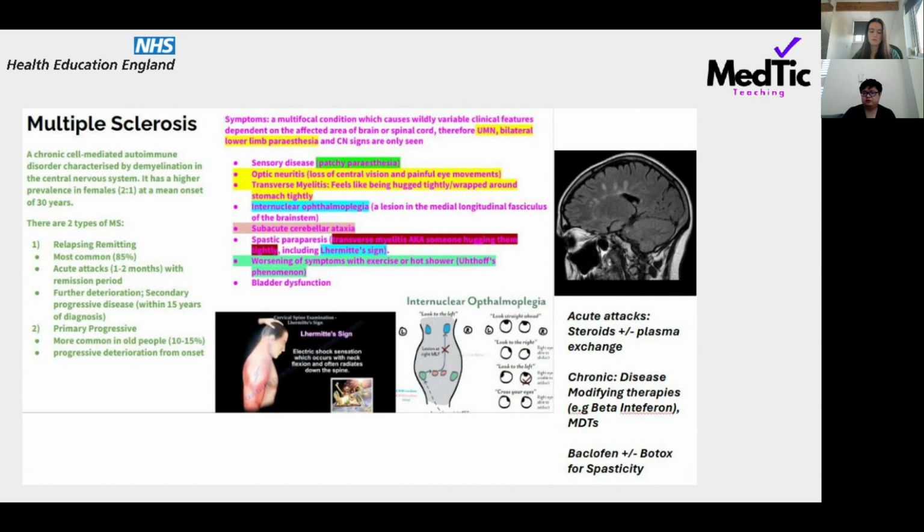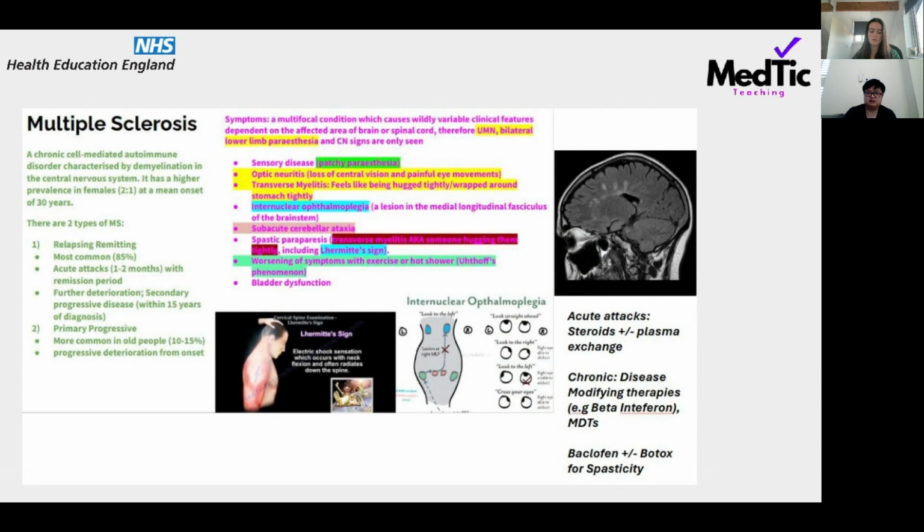On top of all of this, your main investigation finding that's specific to this is an MRI head, and you get something called Dawson's fingers, which you can see in the picture here, and that's very dense projections coming from the corpus callosum, which is the structure in the middle of the brain over there, and that's very classic to MS as well. They kind of look like little fingers coming up.